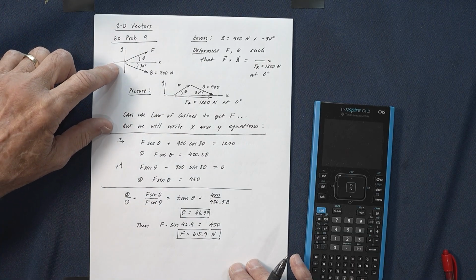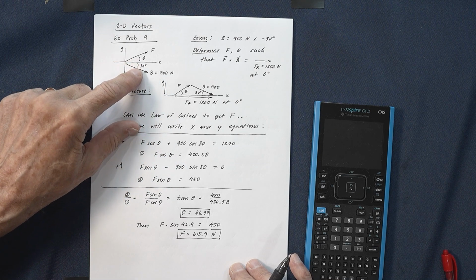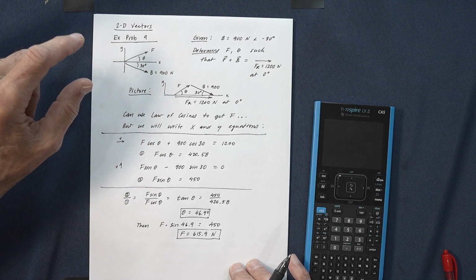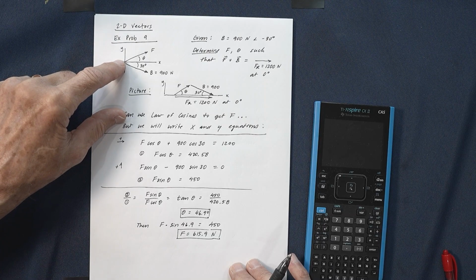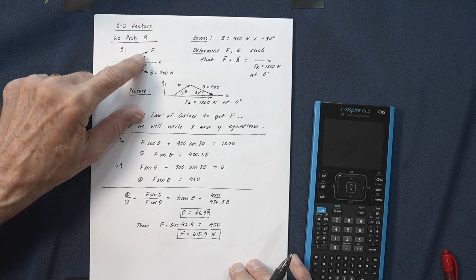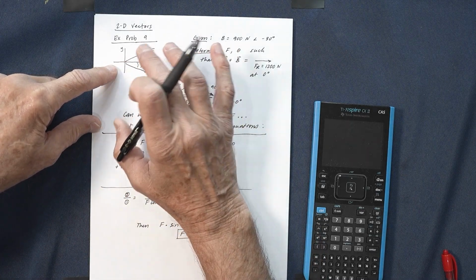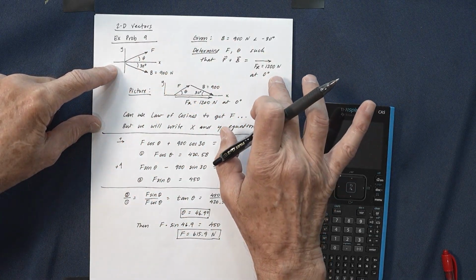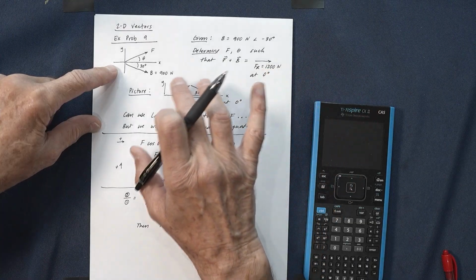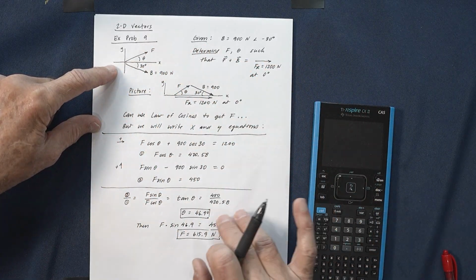So for this particular problem, you're given a B vector, which is 900 newtons at 30 degrees below the x-axis. And you want to find an F vector of magnitude F at angle theta such that B plus F is equal to a resultant vector that's equal to 1200 newtons along the x-axis.